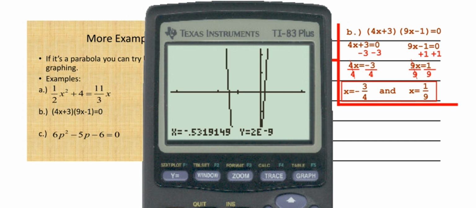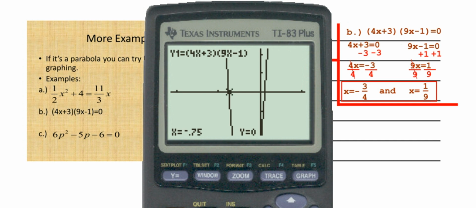So if you hit trace, top right button, second to the right, I should say, is the trace button. Trace allows you to enter any x values. I want to enter negative 3 divided by 4, which is one of our answers, and check that it gives us 0. Yeah, it does. Negative 0.75 gives us 0.